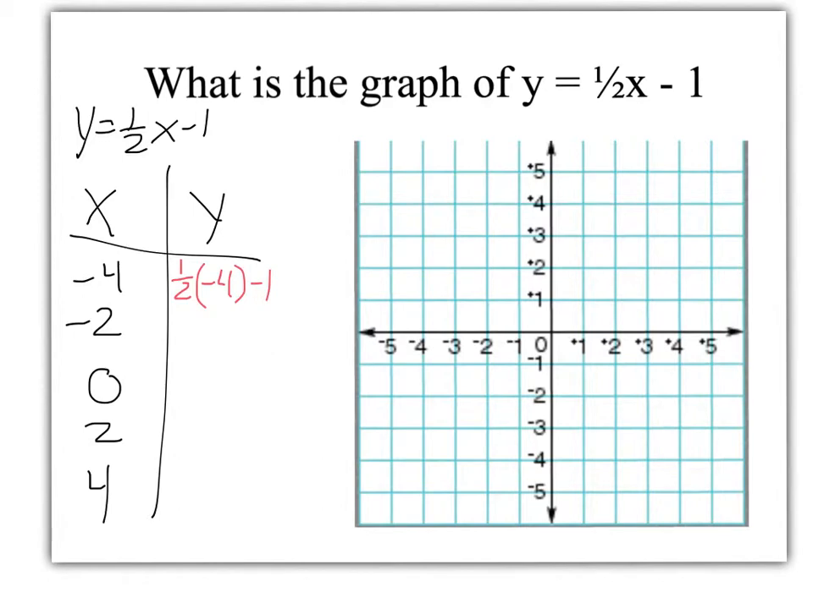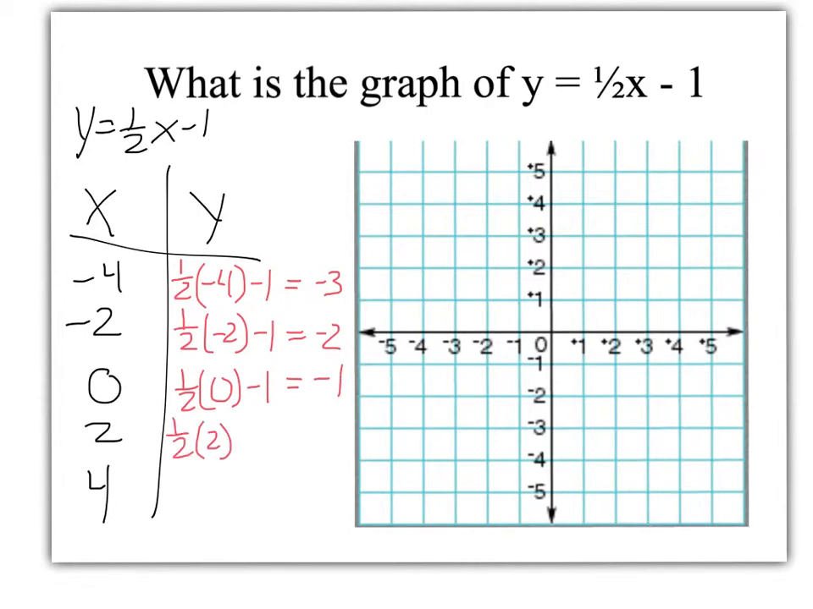and we're going to subtract 1. Half of -4 would be -2, minus 1 more is -3. 1/2 times -2 minus 1: half of -2 is -1, minus 1 more is -2. 1/2 times 0 minus 1: anything times 0 is 0, and subtract 1, we get -1.